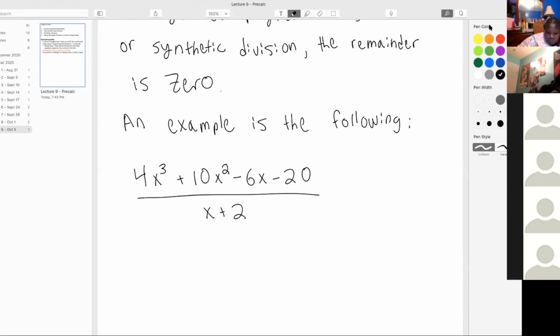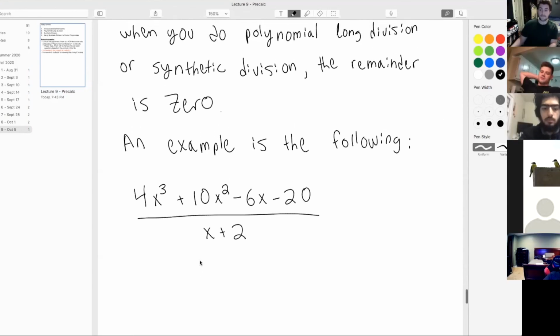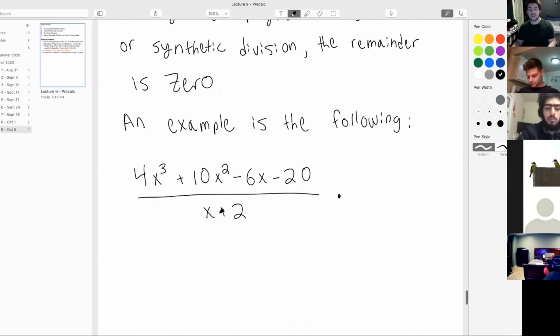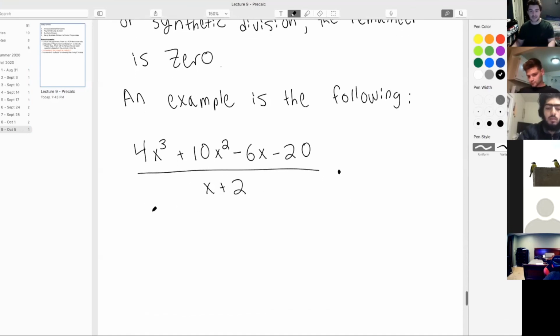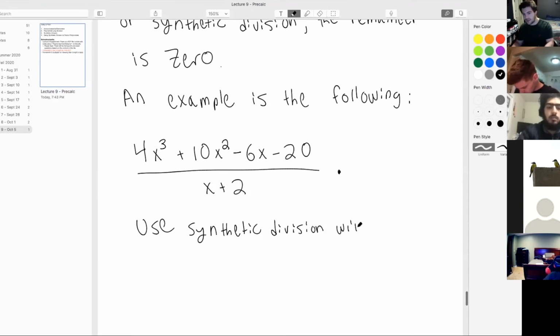I would do synthetic division, and the term that you would use is -2. Yes, exactly. So good. So just as Luke said, we are in the case when synthetic division is allowed, and the k value is -2, exactly. So just like Luke said, we're going to use synthetic division with that k value equaling -2. Excellent.